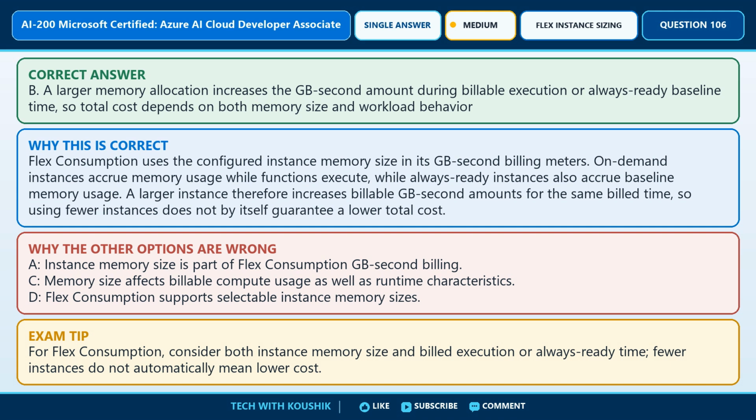Now eliminate the distractors. A. Instance memory size is part of flex consumption gigabyte-second billing. C. Memory size affects billable compute usage as well as runtime characteristics. D. Flex consumption supports selectable instance memory sizes. Watch for this clue in similar questions. For flex consumption, consider both instance memory size and build execution or always-ready time. Fewer instances do not automatically mean lower cost.